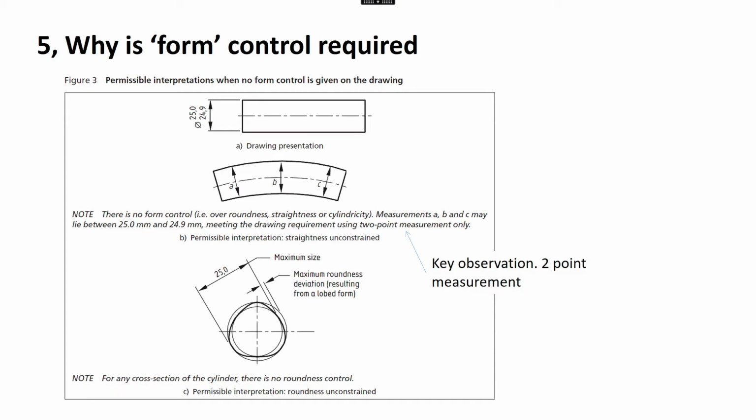With the ASME, you don't have to worry about this. It's taken by default. But with the ISO standards, you need to put something on there to make sure you control it well enough so it goes in the hole.